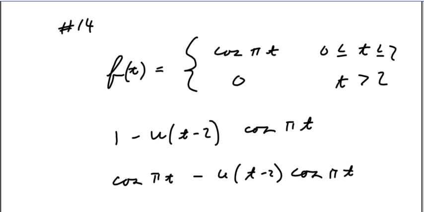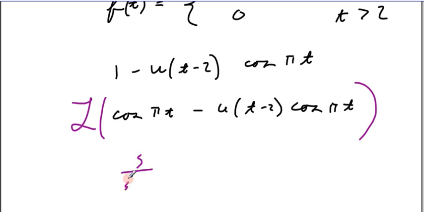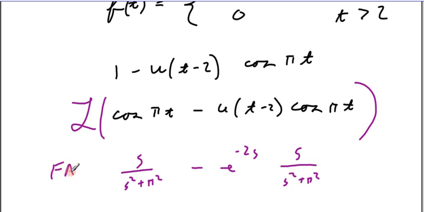Okay, and I can rewrite that as cosine pi t minus unit step function t minus 2 cosine pi t, and what I'm looking for is the Laplace transform of this function. So I'm going to look at what is the Laplace transform of that, and I'm going to have s over s squared plus pi squared minus e to the minus 2s, that's the 2 sitting right there, s over s squared plus pi squared, and that's my final answer. There's nothing else going on. Straight out of theorem 1.